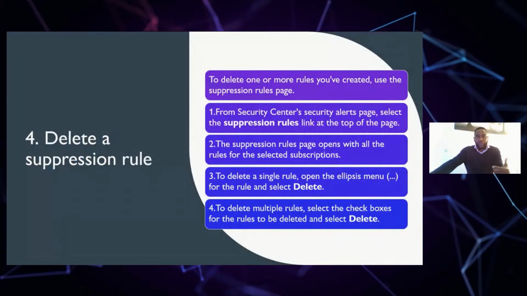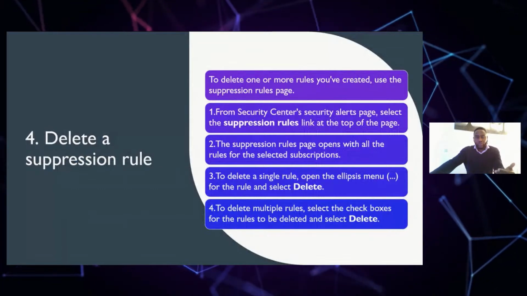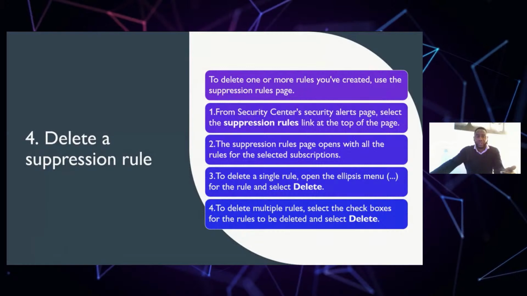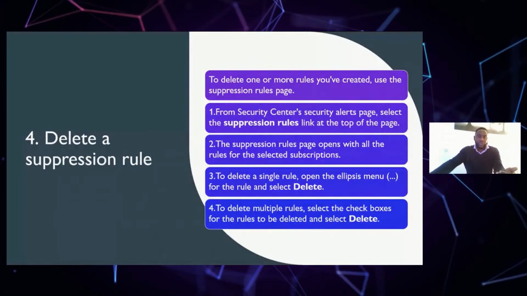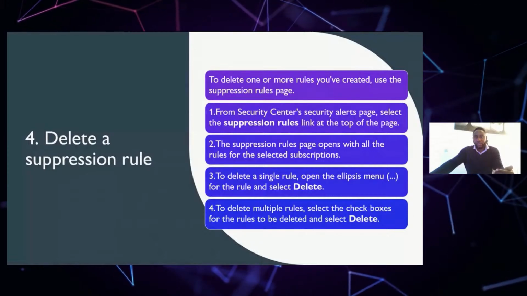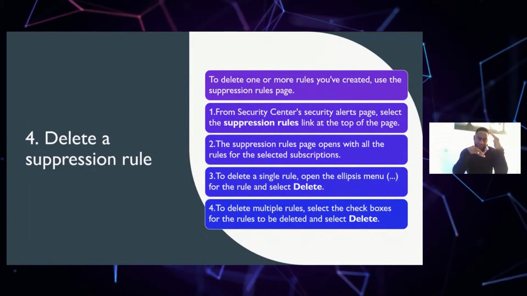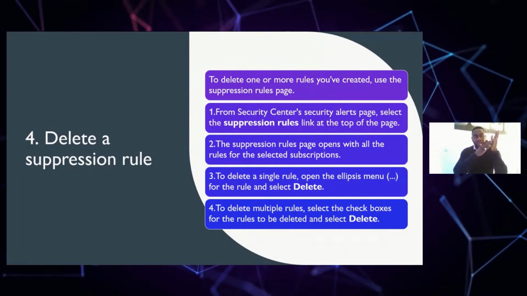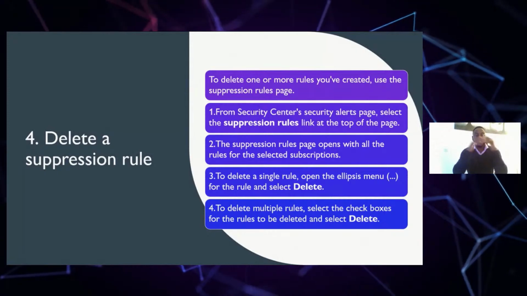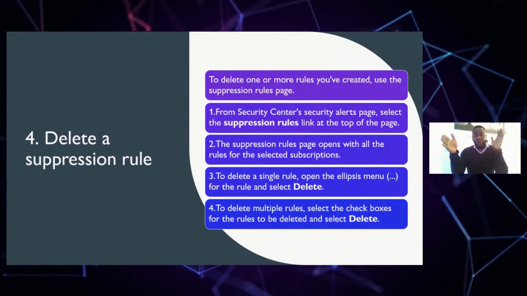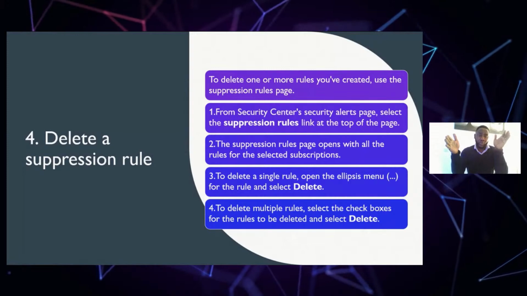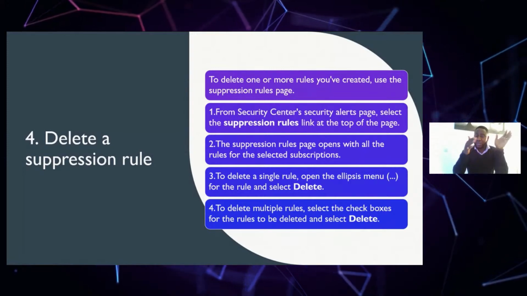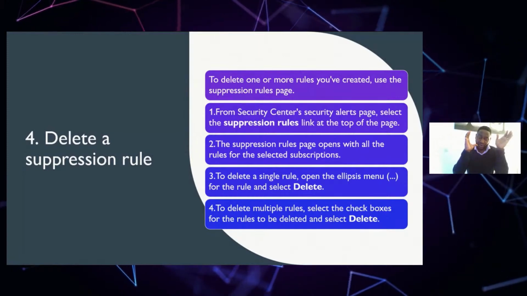So to delete a suppression rule, you can just go to the Security Center's page, click on the suppression rule link, and then at the top of the page you can open the rules for the selected subscription. Most organizations have different kinds of subscriptions. It could be dev test, a development environment, and a production environment. Most organizations can also have acceptance environments. Often the suppression rules are very vital, say in a production environment, because that's where things are created and run live.